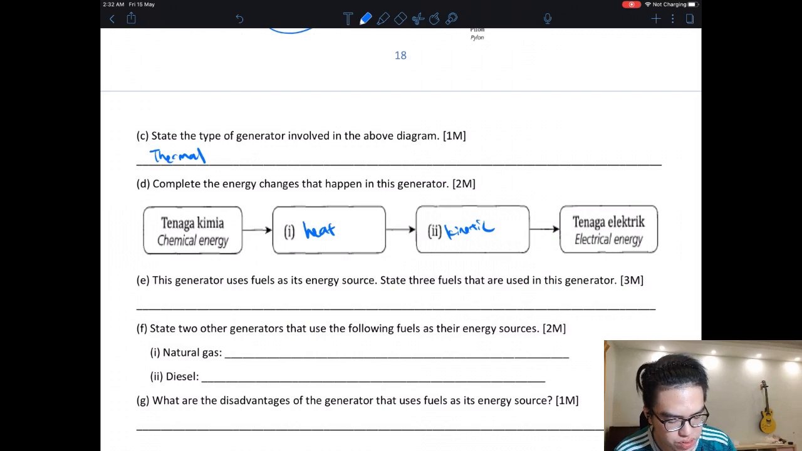This generator uses fuel as its energy source. State 3 fuels that it uses. You can use biomass. You can use coal. You can use petroleum.